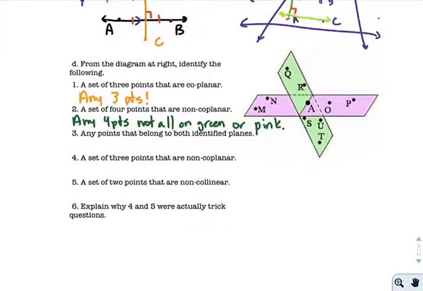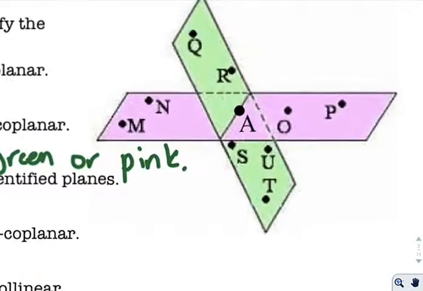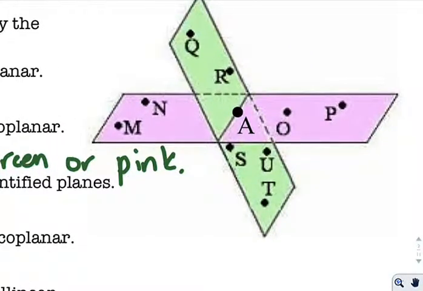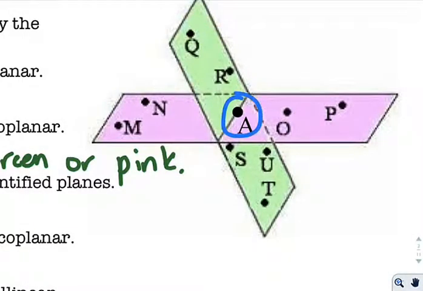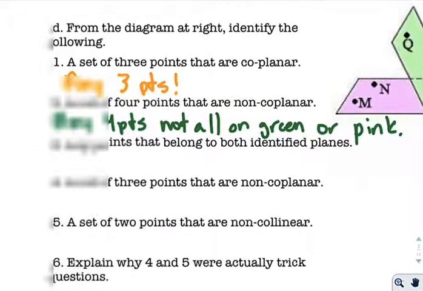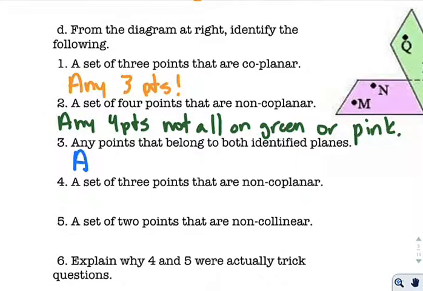Okay, so pick any points that belong to both identified planes. And I want you to limit this discussion to just the identified planes. So really, just A is the one I'm looking for. That simultaneously lies on the horizontal pink plane and also this tilted green one. None of the other ones really do that. You could argue that you can incorporate them in some way, but really A is the one that does it naturally. So let's just go ahead and write down A.